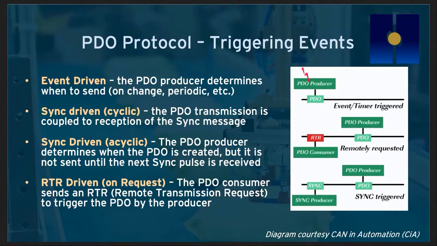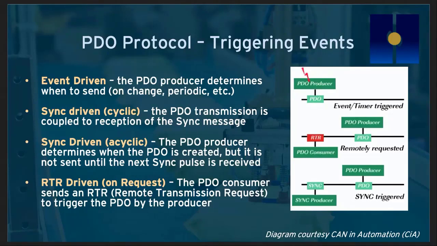But the ability for slaves to react synchronously to the master is one of the things that makes CANopen really good for motion control. And then you have acyclic type sync-driven triggering, which is similar except that the transmission by the slave, even though it's partially based on the sync message that it receives from the master, is not as tightly coupled to that sync message as it is in a cyclic application. It's not fully synchronized, if you will.